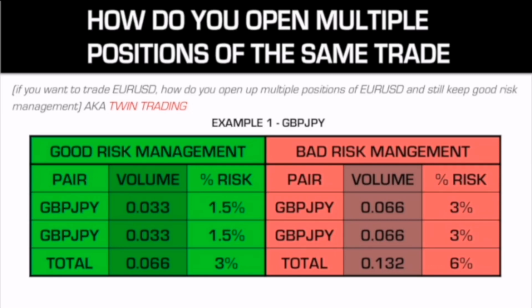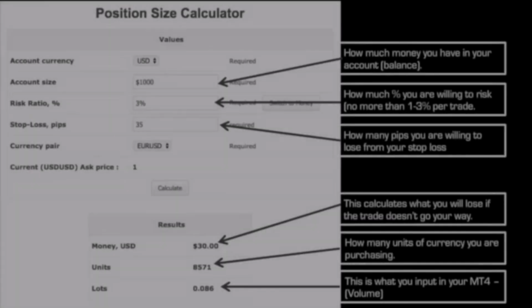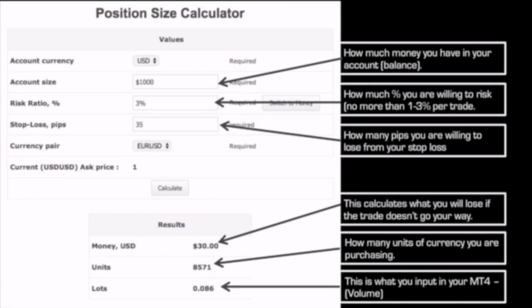Now, how do a lot of people do it? I want to open up 2 trades. Yay, GBP, JPY, 0.066, 3% is what you're actually risking. If you open up 2 of them at 0.066, you have actually now, instead of risking 3% on one currency pair, you are now risking 6%. Maybe you didn't mean to do that, but that's not good risk management. If you want to do it the right way, you have to split it up so that the total overall is still 3%.